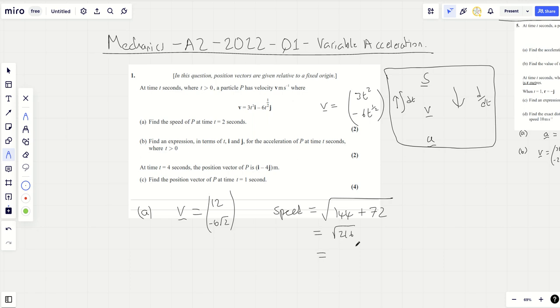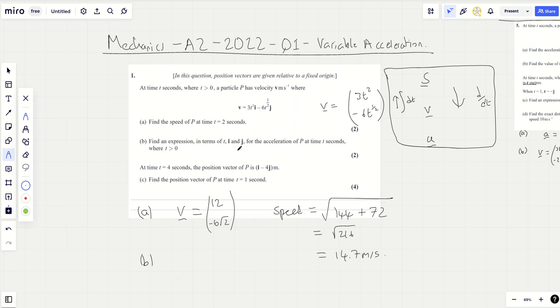When I see square root of 216, my temptation is always to cube root it, but of course that's not what it's telling me to do. So 14.7 meters per second for those of you who love a decimal. Okay, there we go.